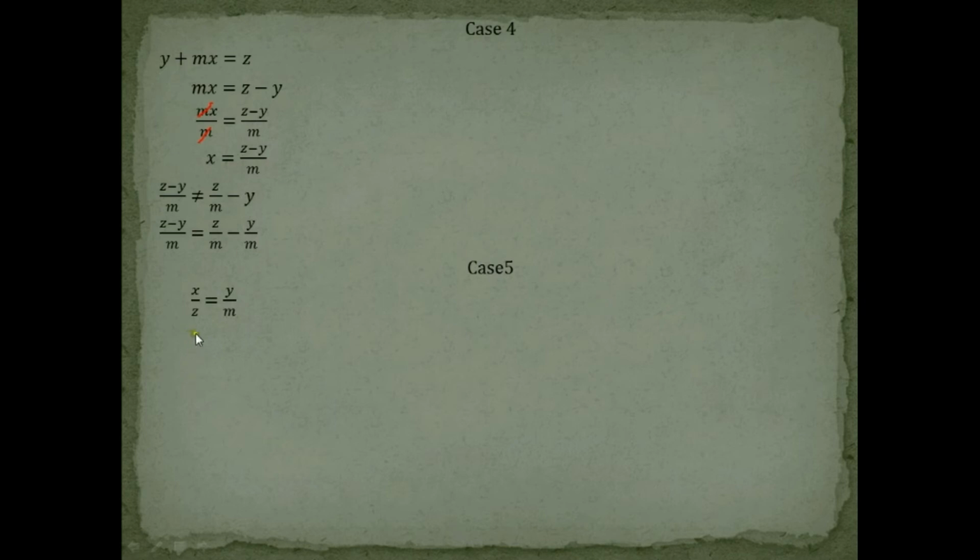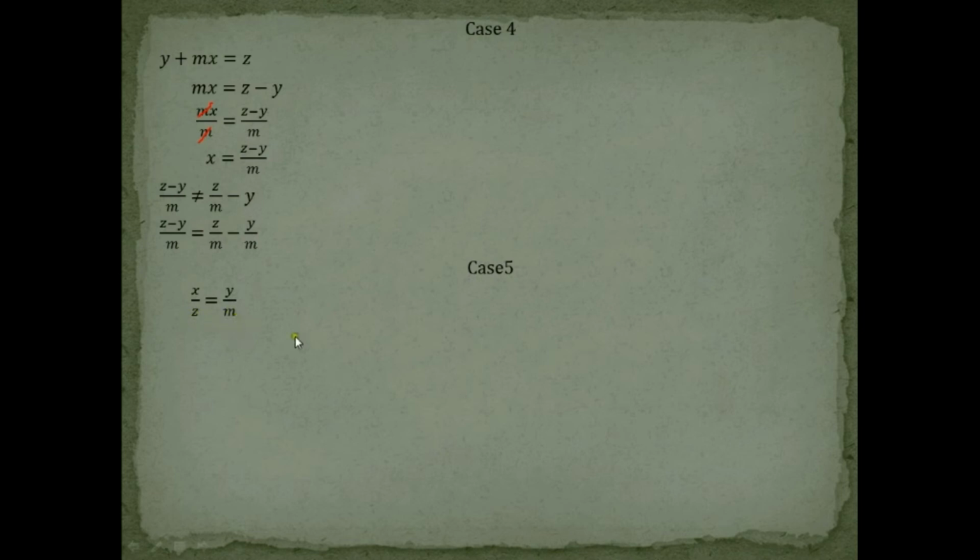And how do we do that? We do that by looking at the denominators. The denominators in this case are z and m. So we look for the LCM of the denominators, and the LCM of z and m is zm. The simplest way of getting the LCM of variables is just multiplying the variables together. So z times m is going to be zm.